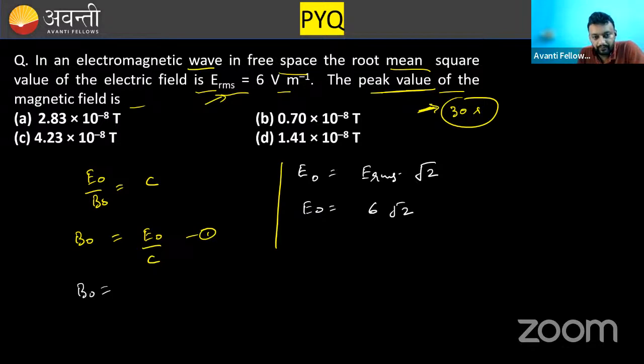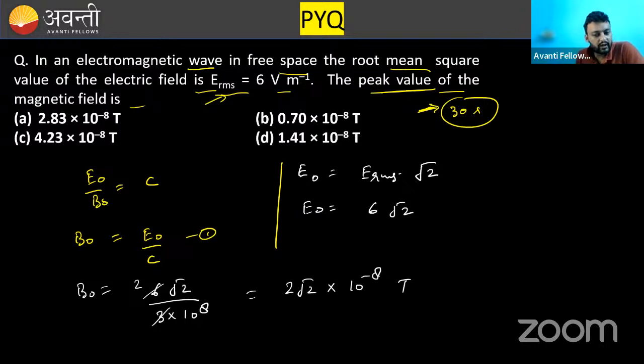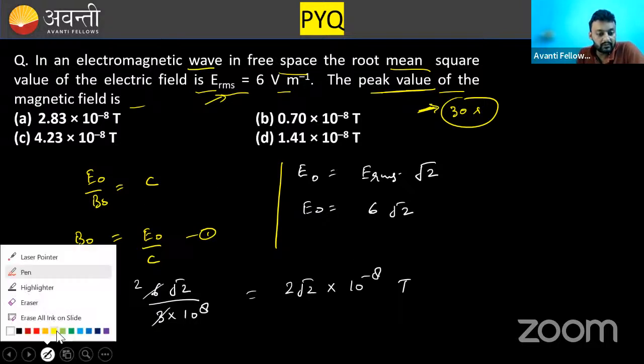B naught is equal to 6 root 2 divided by C. C is what? 3 into 10 to the power 8. Clear? So this is going to be 2. That is 2 root 2 into 10 raised to the power minus 8 Tesla. Now root 2 is 1.414. If you multiply it with the 2, that is around 2.82. And 2.82 is nothing but option number B, option number A.